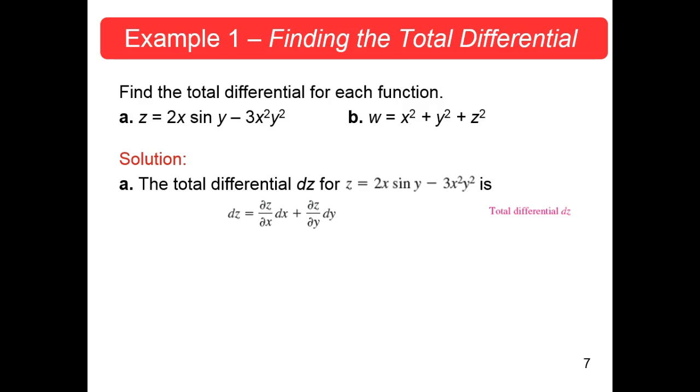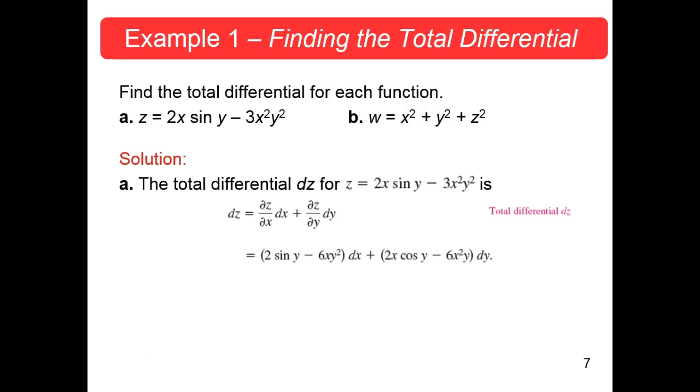Total differential of z here for that one is dz. Now that's a d, not a partial. dz is equal to, take the partial of this with respect to x. And that's just going to be, well, it's partial of z with respect to x dx plus partial of z with respect to y dy. Okay, that's what it is. Now we take those partials and fill them in.